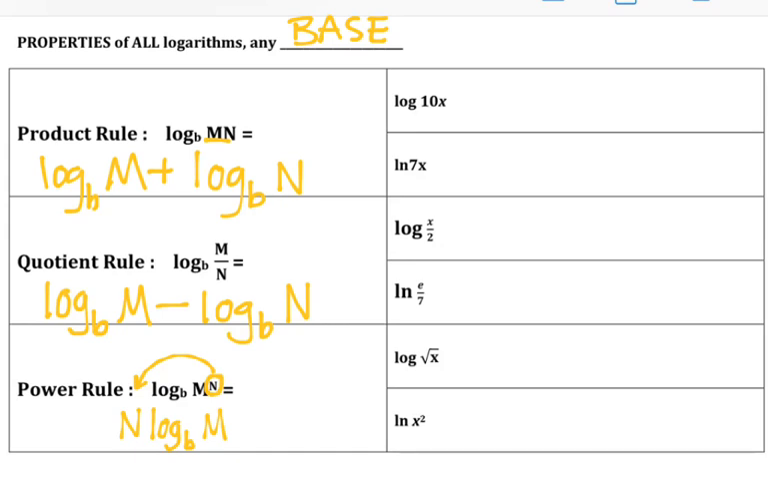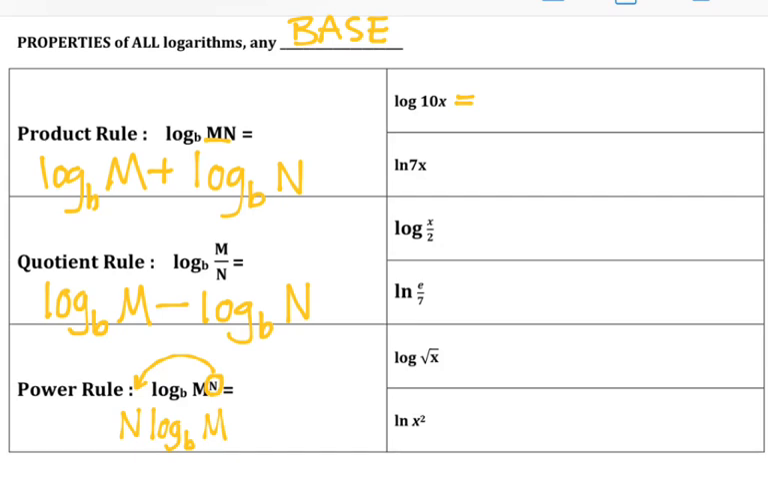Over here, log of 10 times x. It's right beside the words for our product rule. So we're going to use our product rule to expand this. Does anybody have any ideas? You don't have to be 100% sure. Katie, you want to try it?